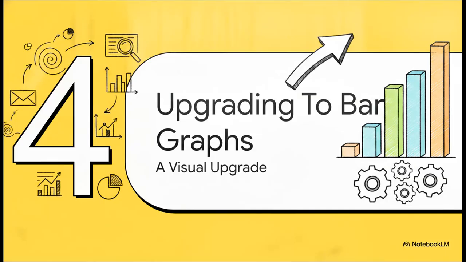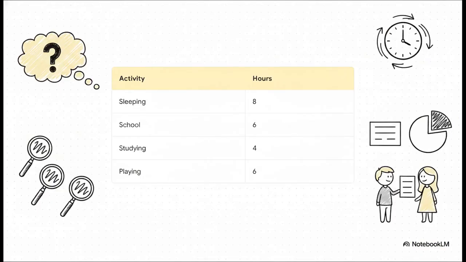Section 4, upgrading to bar graphs, a visual upgrade. Okay, take a look at this table. Two friends, Raman and Sheila, decided to log how they spend their entire 24-hour day. This first visual is Raman's method. He went with a standard text-heavy table.